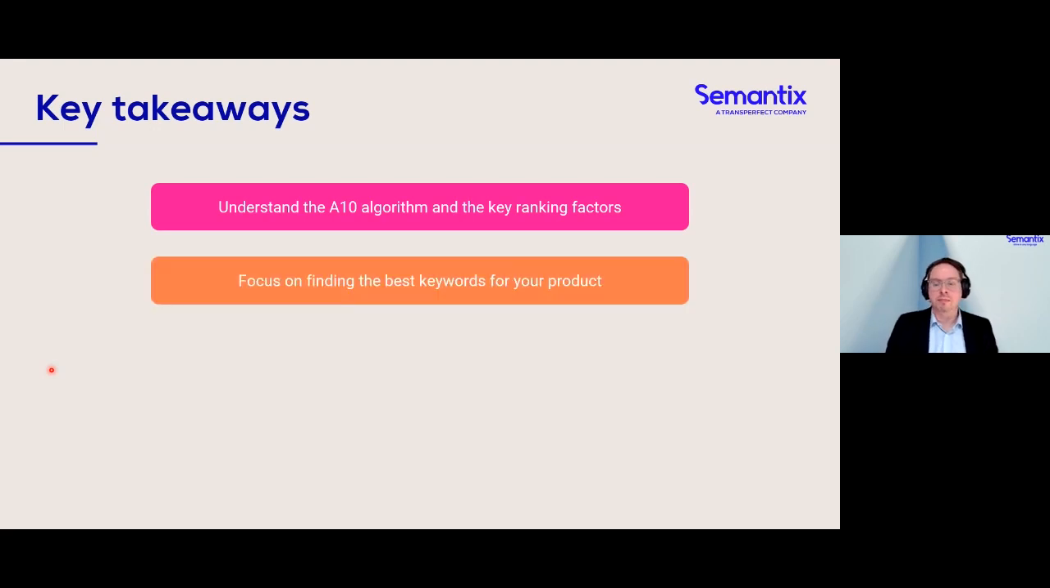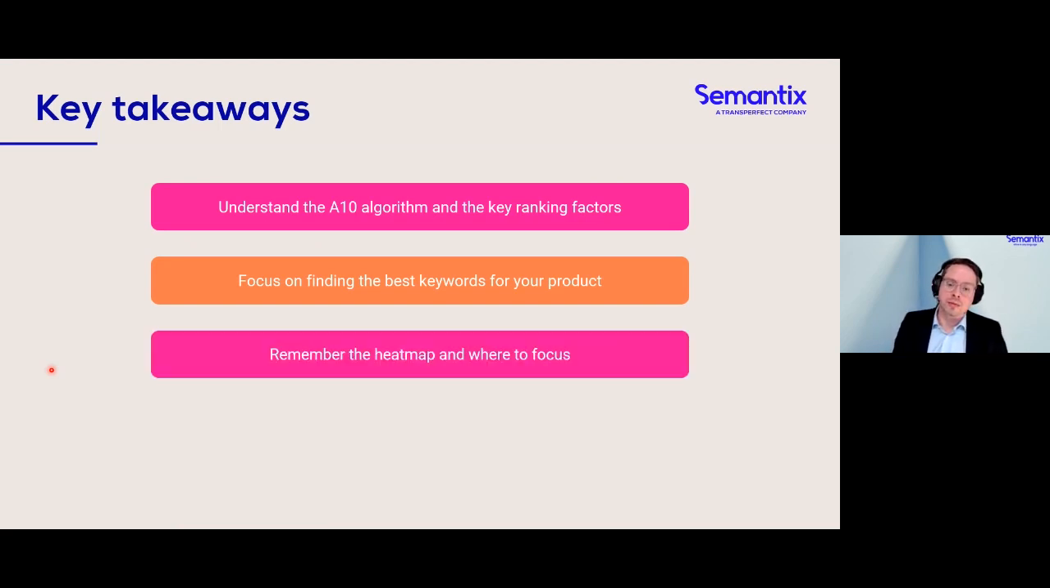And this can't be said enough. You need to focus on finding the best keywords for your product. Keywords are really important on Amazon. They're not just helping people find your product, but they're also making sure that your product isn't found by people who are looking for something else, right? So it's really important to get those keywords right so you're matching intent with the actual result.